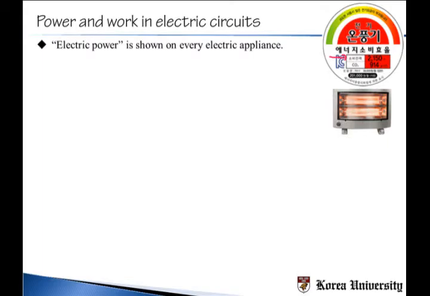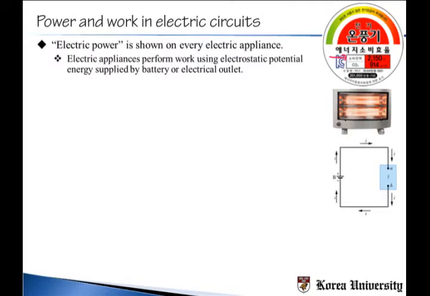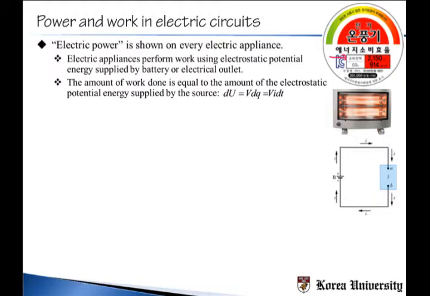Okay. So what is this electric power? In order to understand it, let's think about it this way. The reason why you buy these electric appliances is to perform work for you, and they do work by using this electrostatic potential energy supplied by a battery or sometimes from an electrical outlet on the wall, right? And the amount of work done by this machine is in fact equal, of course, to the amount of the electrostatic potential energy supplied by the source.